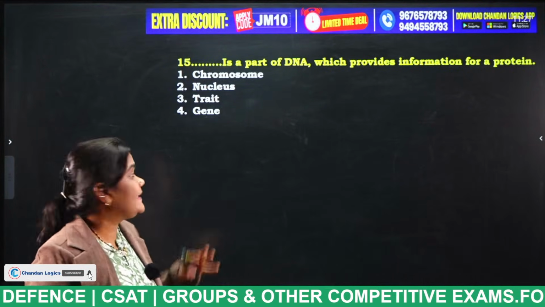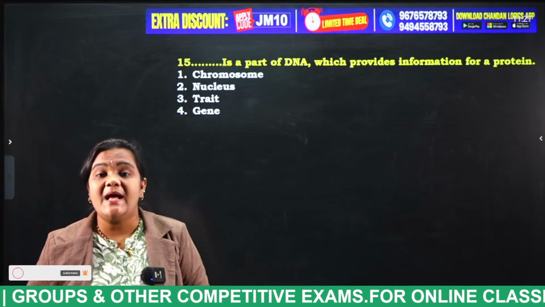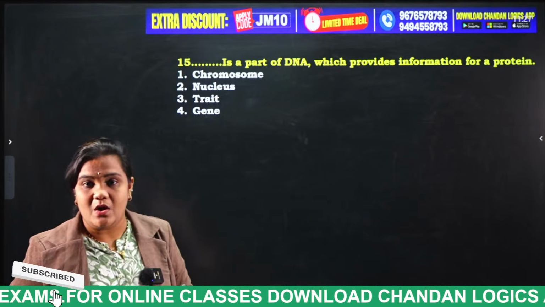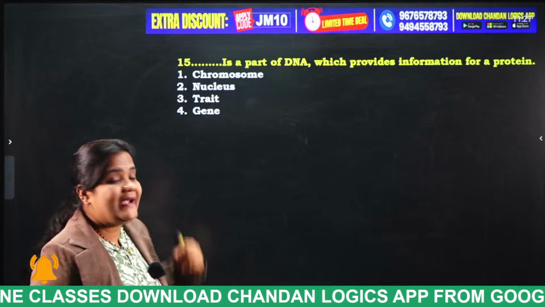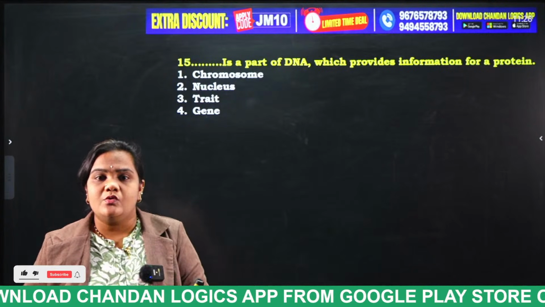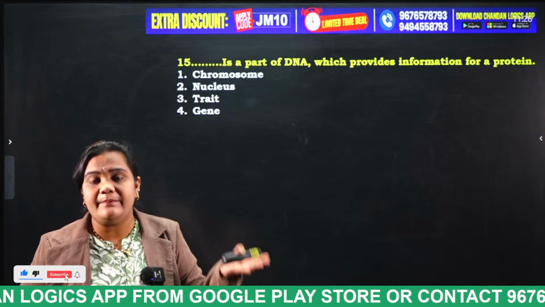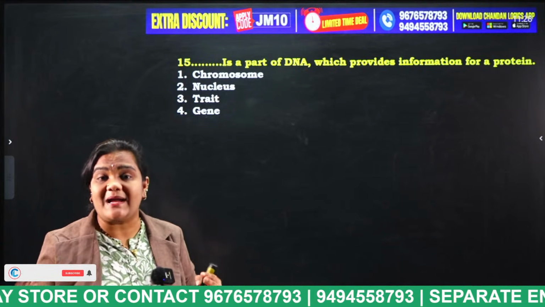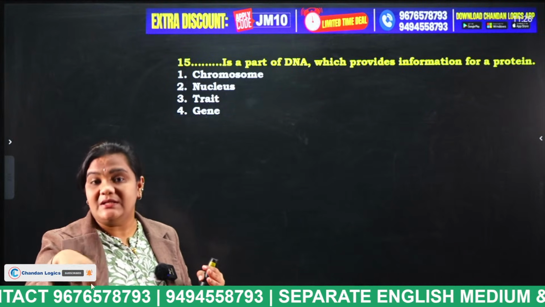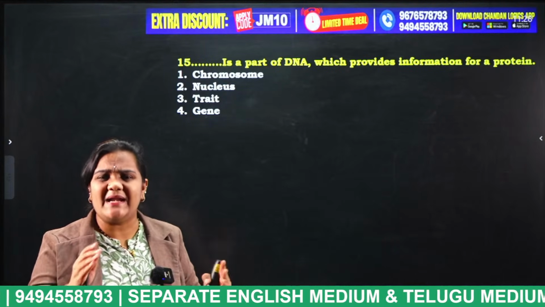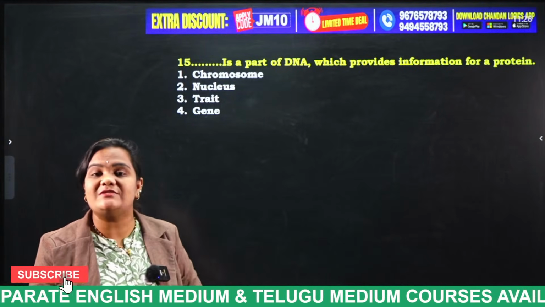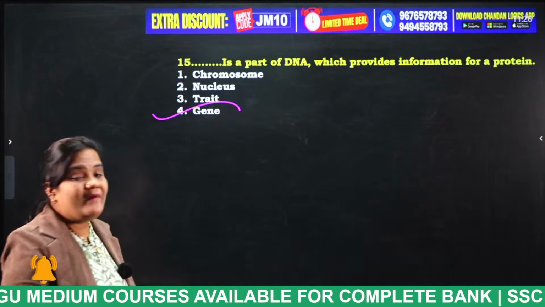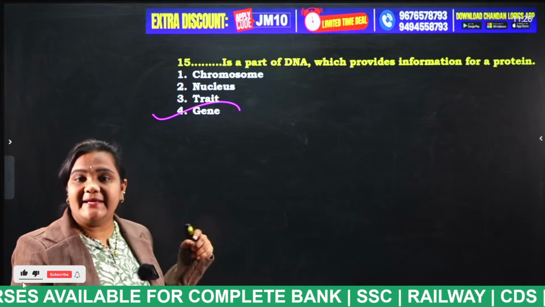So, chromosome is not the correct answer. Nucleus is nothing but where the DNA material is located, so that is also not correct. Trait: for example, one parent's eyes are brown and the other parent's eyes are black, but the color of the baby's eyes is bluish. That specific feature we call a trait. Next, what is the answer? Gene. The part of the DNA which provides the information for a protein is the gene.